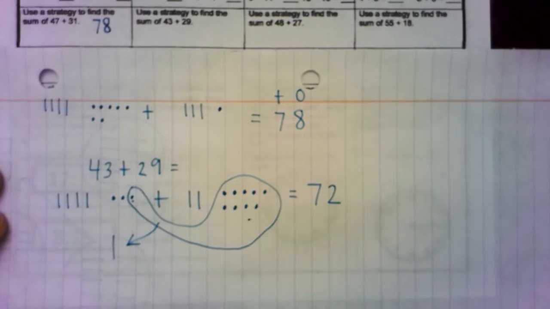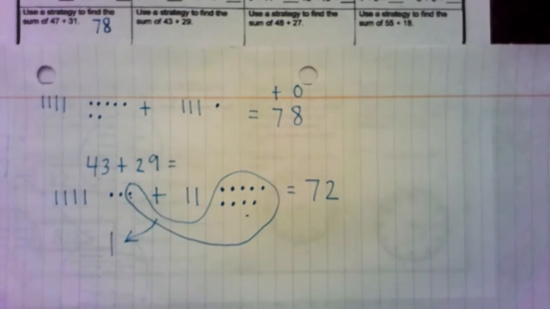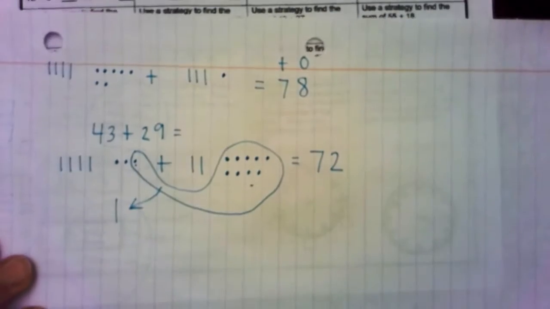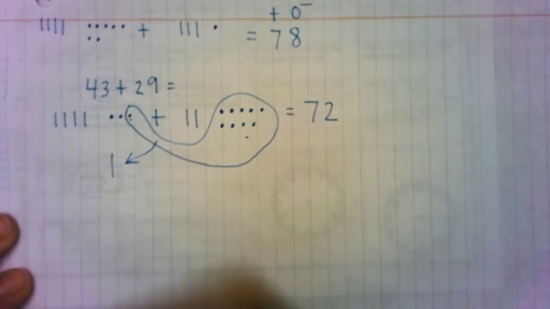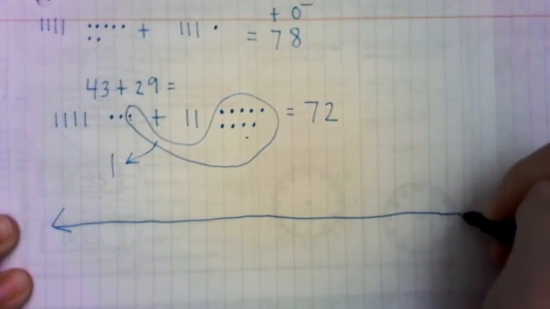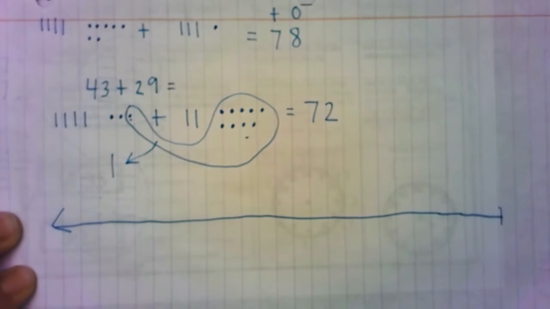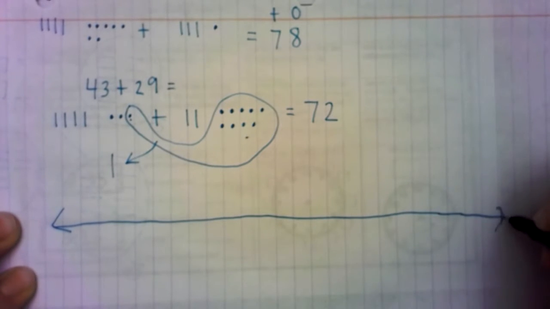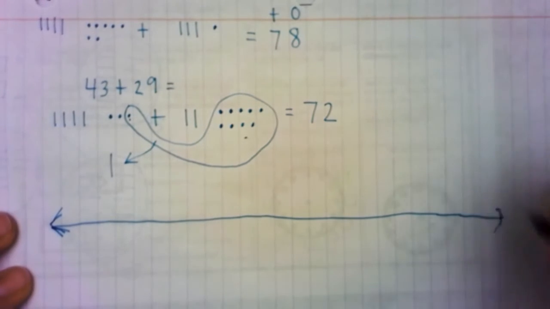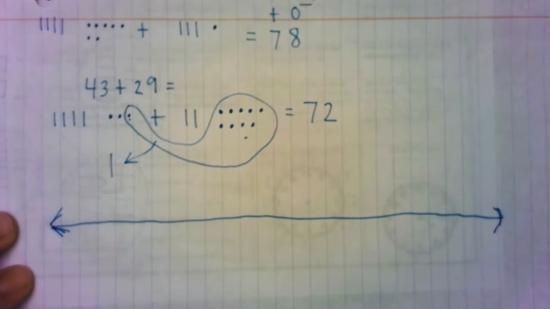Now, just to make sure I have that correct, I think I'm going to try another strategy. I'm going to use a number line and see if I get 72 for my answer. So I'm going to slide my paper up, draw myself out a number line. You could draw this on the back of your paper if you wanted a number line. Okay. So there's my number line.